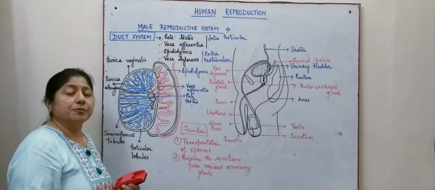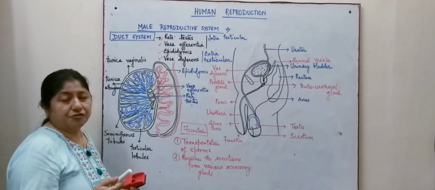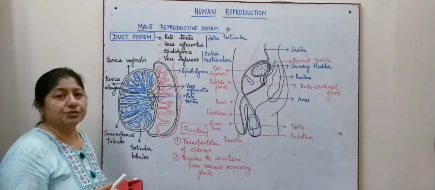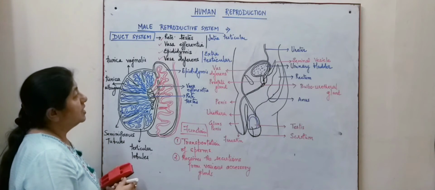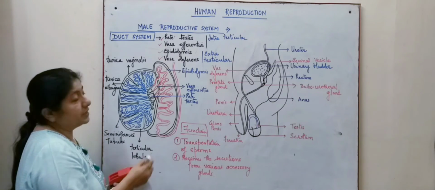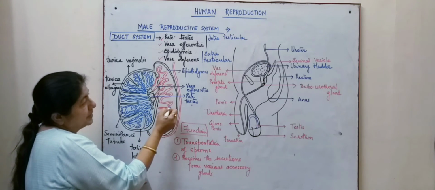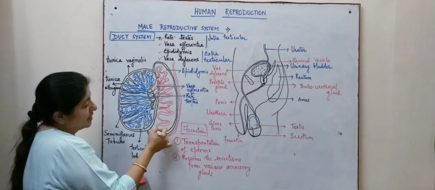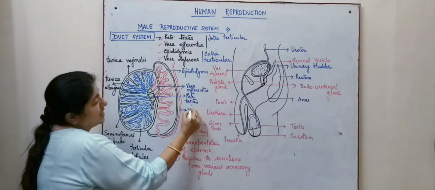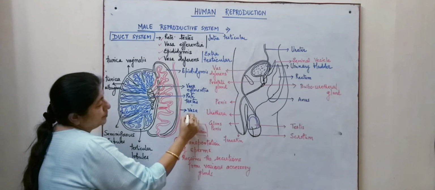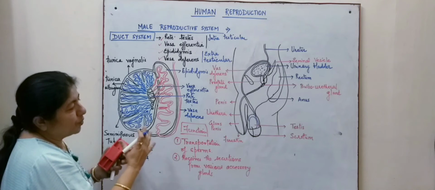That part, the formation of the sperms, that is spermiogenesis, we'll study later on when we talk about the process of the formation of the sperm and its maturation. Here we are talking only about the structure. So the sperms mature in the epididymis, and after that they are carried by this tubule which is known as vas deferens. Now you can understand this over here.